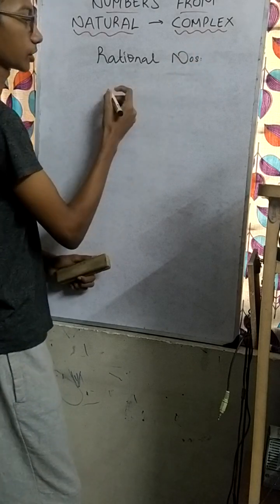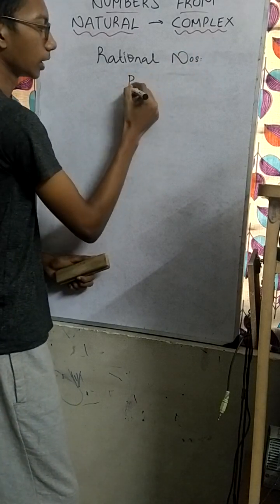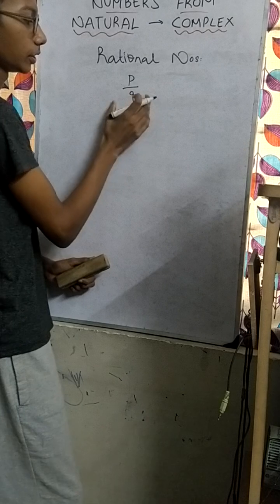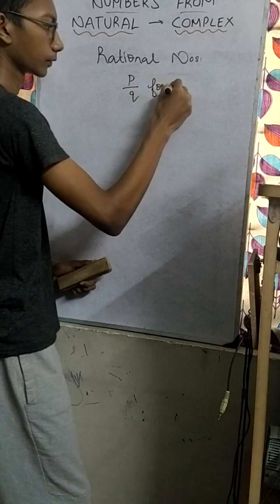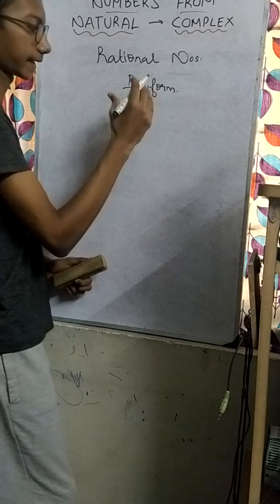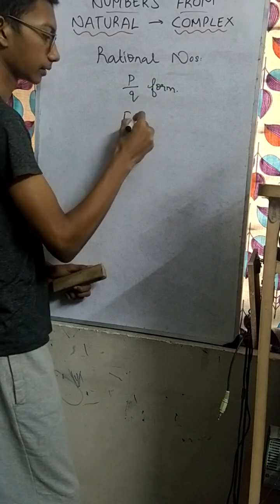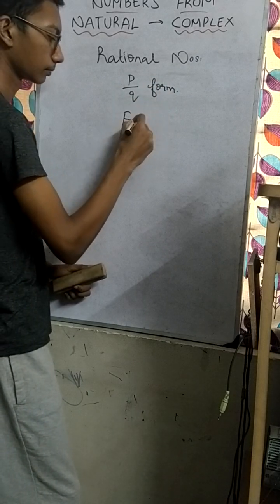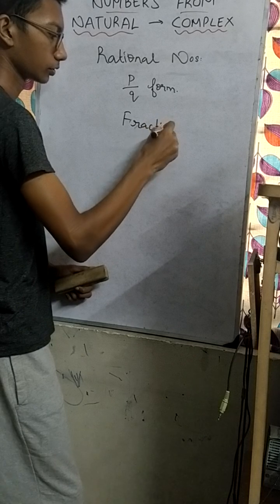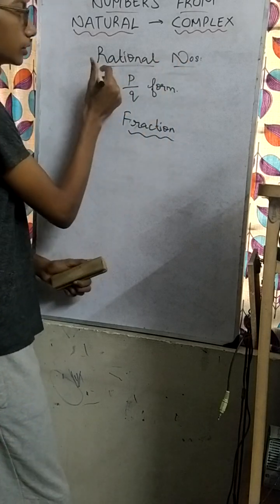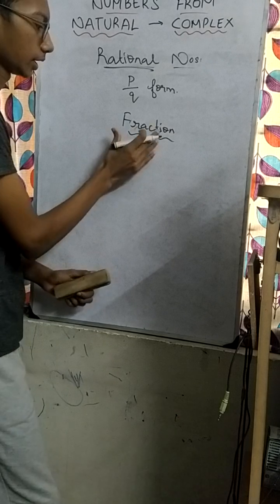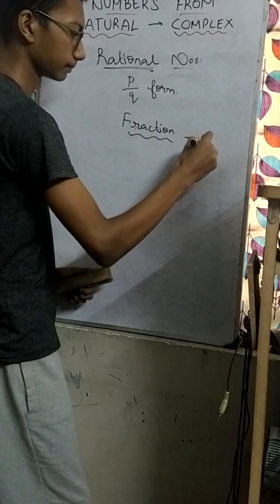The important thing about rational numbers is that they should be denoted in this p by q form, which means all the numbers that can be represented as a fraction. So this is a rule for rational numbers, since the name rational suggests a fraction.